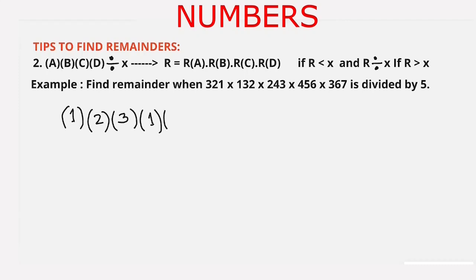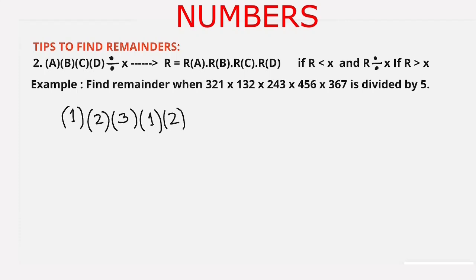And 367 will give the remainder 2, as the 7 when divided by 5 gives the remainder 2. Now our remainder of A is 1, remainder of B is 2. This way we can say it.